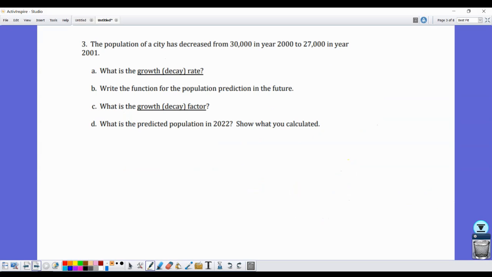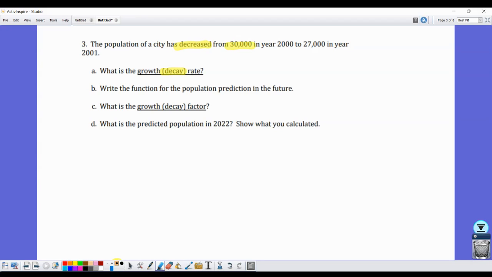Taking a look at problem number 3. The population of a city has decreased from 30,000 in year 2000 to 27,000 in year 2001. And we're asked, what's the growth or decay rate? Well, already it's told us that we're working with a decrease. Let's go back and highlight the information we need. It's telling me that we've got a decrease. Now that decrease means I'm going to be working with a decay. I know I'm going to be working with decay because we see the population moving down.